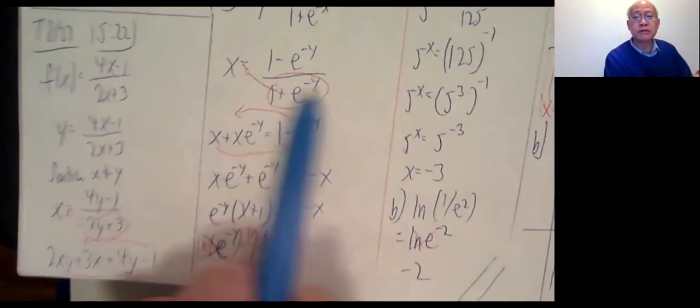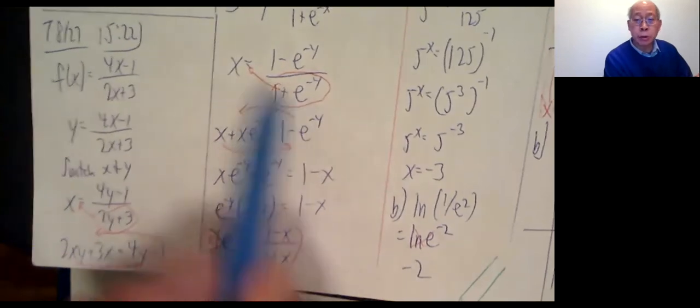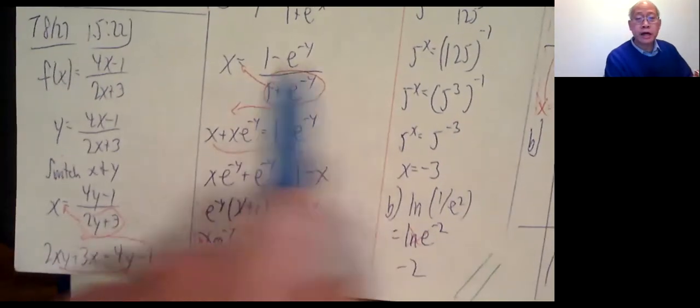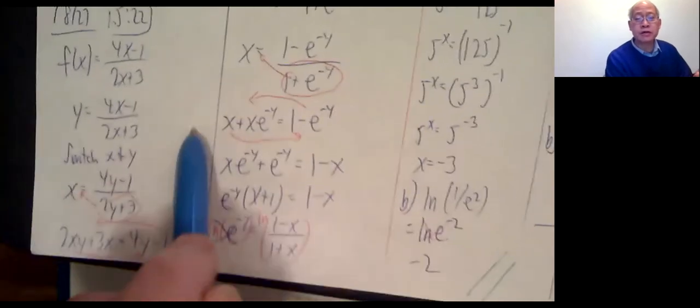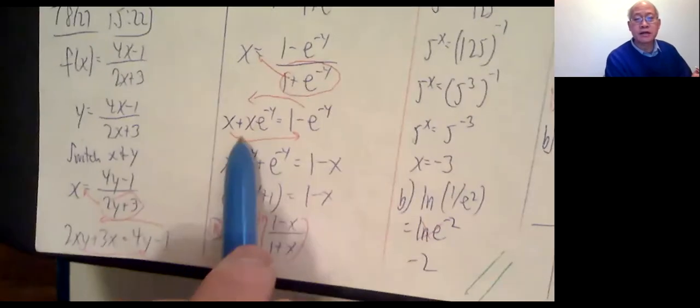First, multiply both sides by 1 plus e to the negative y. That's what I mean by that arrow. So the arrow means put that over there. And then I distribute it. So x times 1 is x, times that is that.